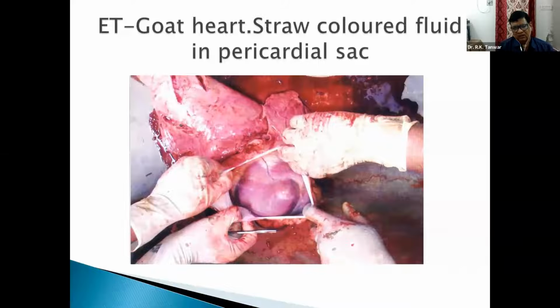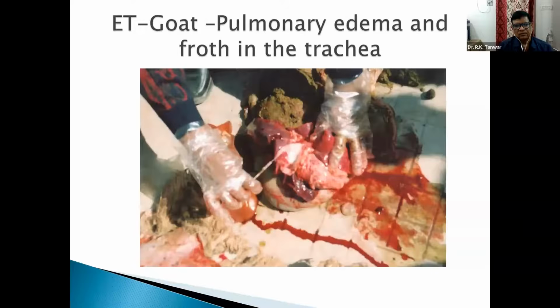This is one beautiful picture showing the presence of excess fluid in the pericardial sac. Then in this picture you can differentiate pulmonary edema: the lungs are heavy as compared to healthy animals, and if you make an incision, there is froth and fluid exuded from the incision point.